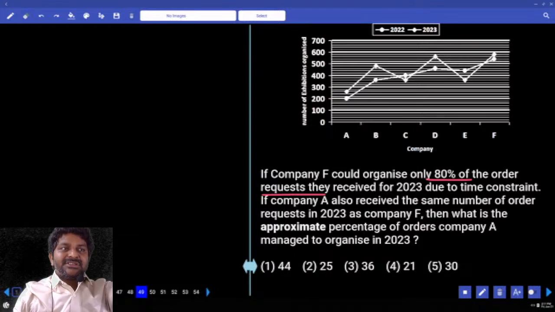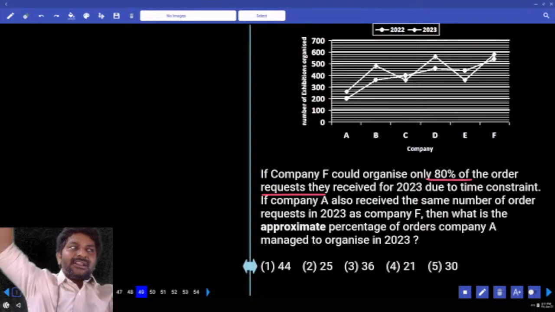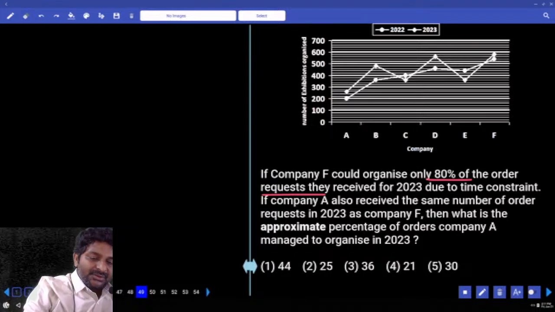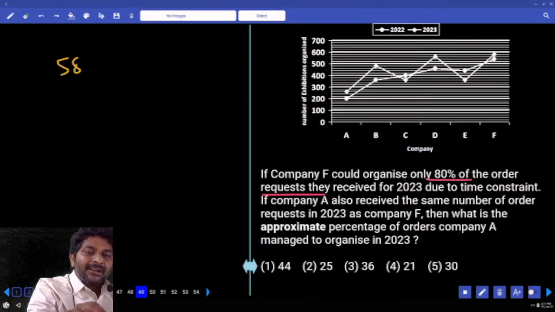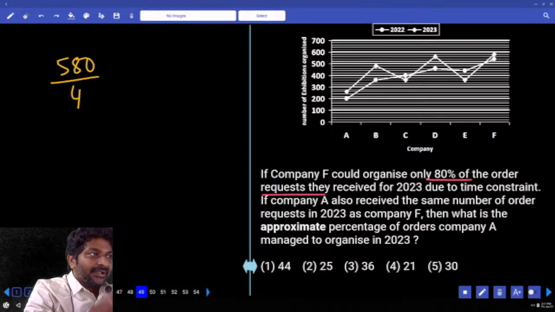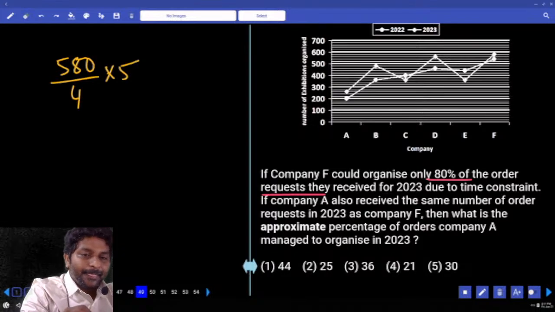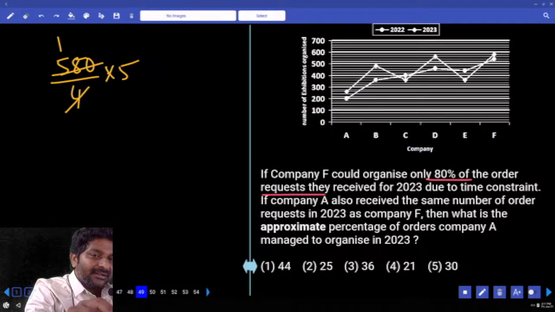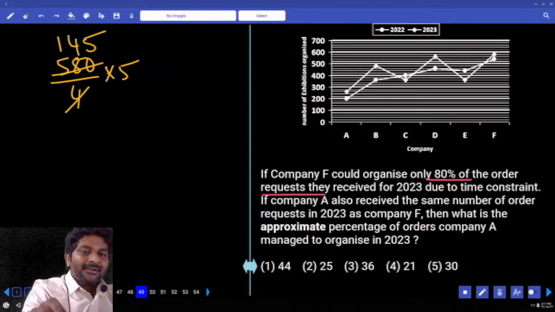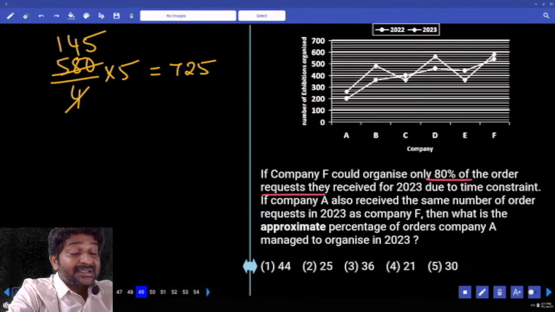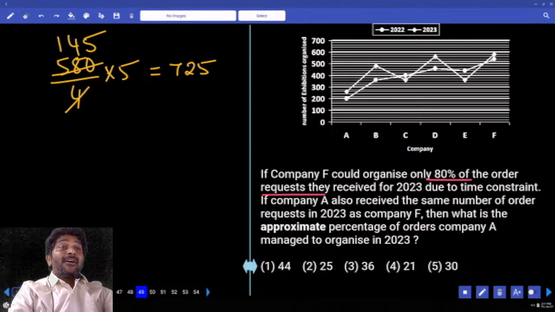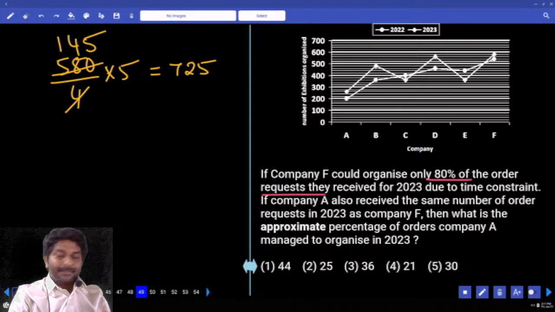Requests which are organized is 4 parts. Requests that are received is 5 parts. So 580 is equal to 4 parts. Then 1 part is equal to 580 divided by 4. Requests received is 5 times that, which is 725. What is 725? The number of requests received. Next.